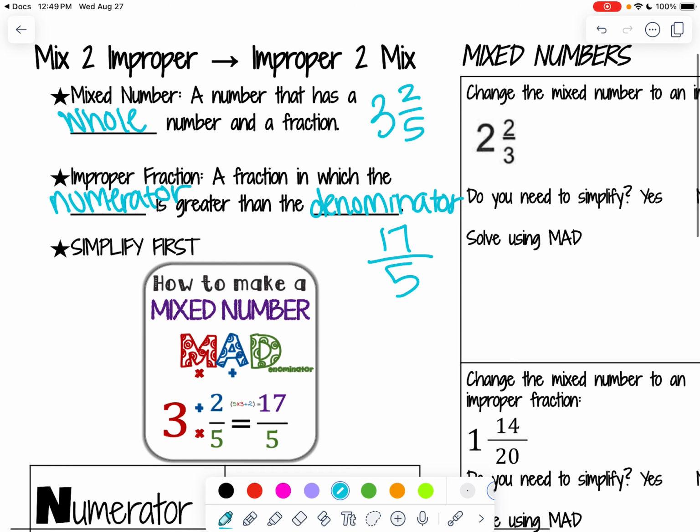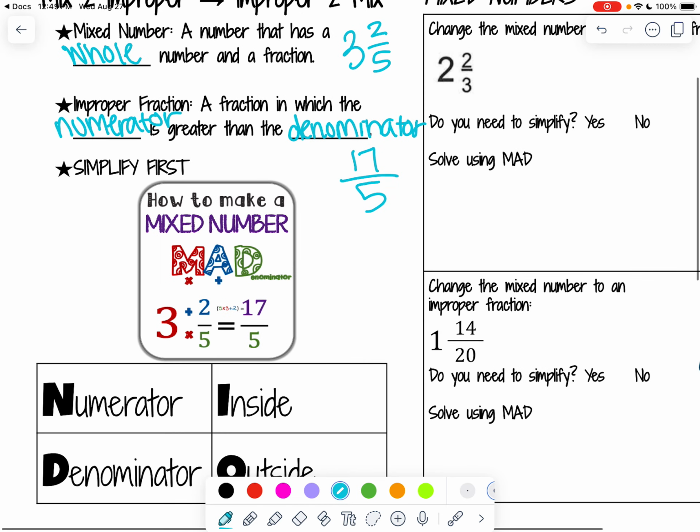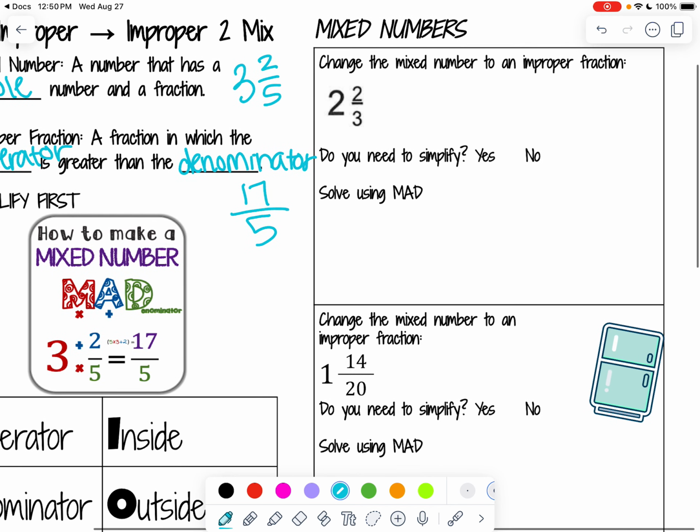Okay, and if we look at this poster, it's telling us how to change a mixed number into an improper fraction. And we are going to learn how we're changing a mixed number into an improper fraction. Always make sure we are simplifying our fractions first, okay? So we talked about simplification all week long, and now we need to make sure we're implementing that whenever we are changing the two. So let's go ahead and look at our first example.